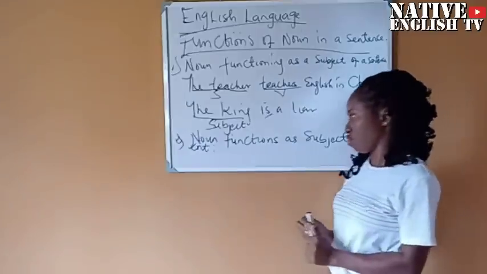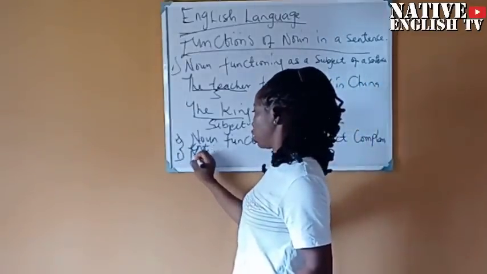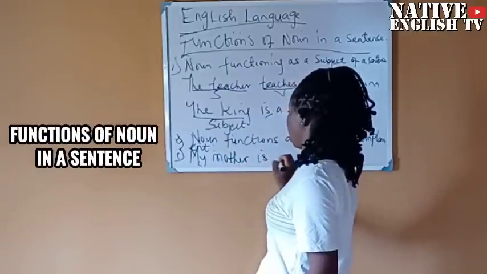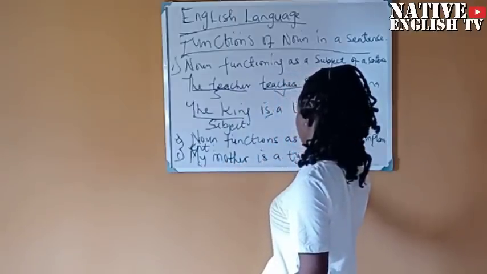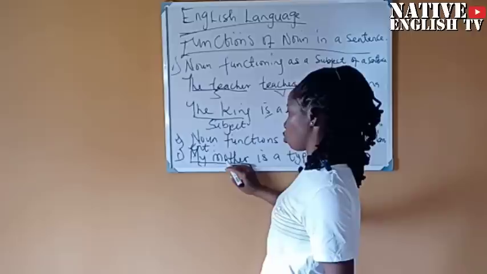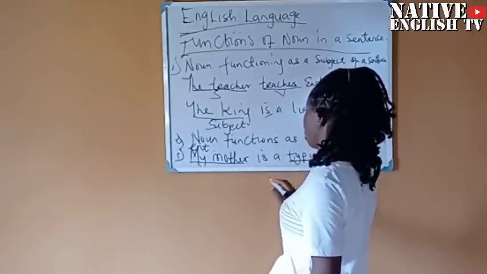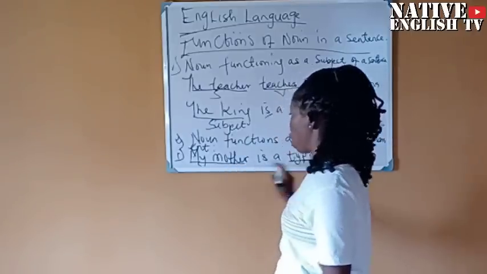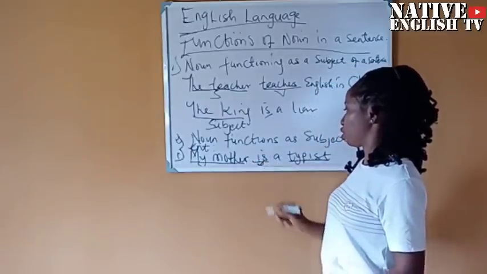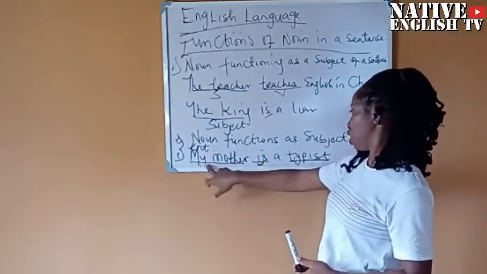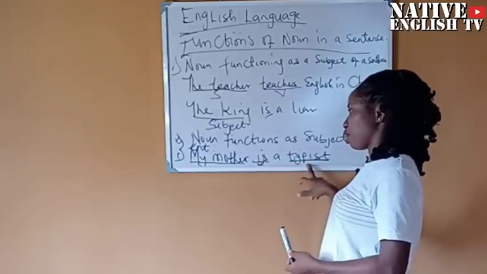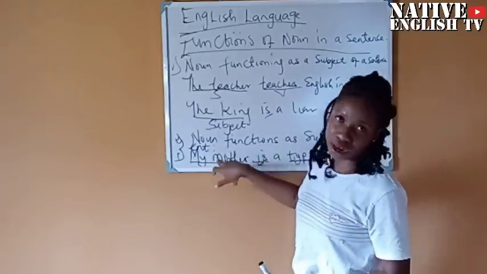For example, number one, my mother is a typist. My mother is the what? The subject. Typist. Now, what tells us more about my mother is what? Typist. Now, this is the verb. Is that clear? So, my mother is a typist. So, who is my mother? My mother is a typist. Who is the typist? My mother.